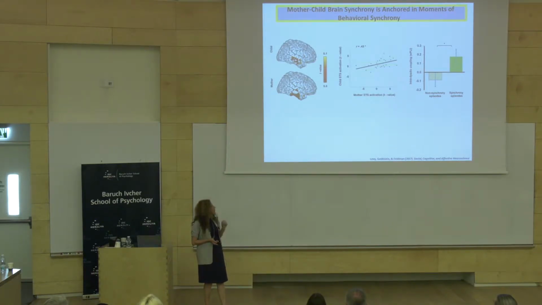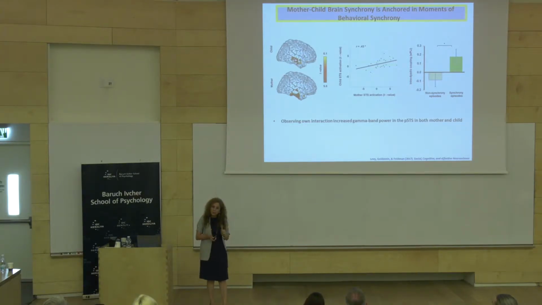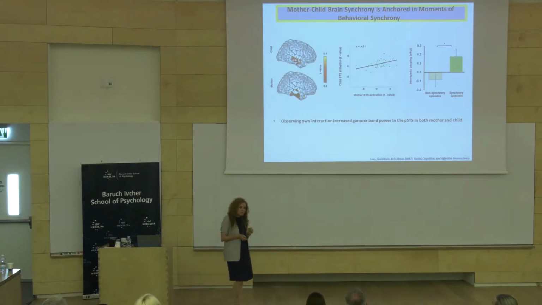We also found that they were coupled between each other, so that the activation in the mother's STS and in the child's STS were coupled, and that it was in gamma rhythm. Now, gamma is very important, and I'll talk about it in a minute.